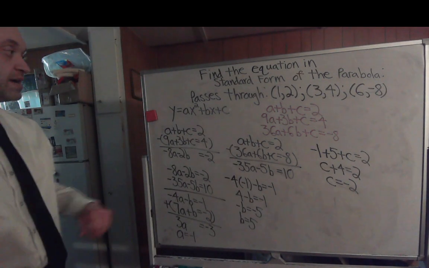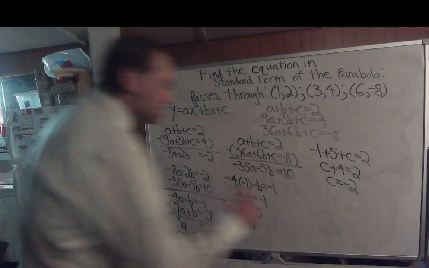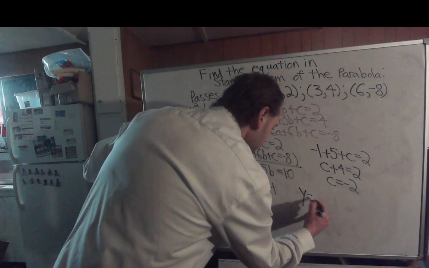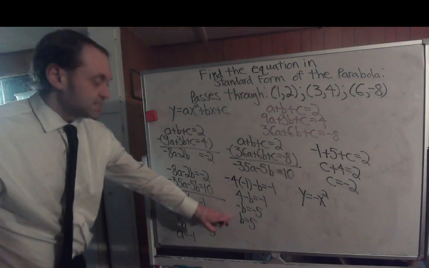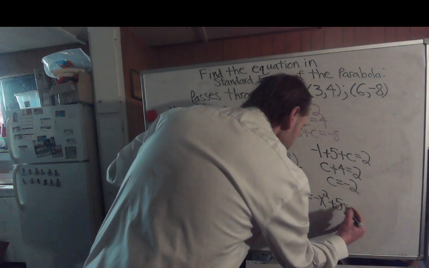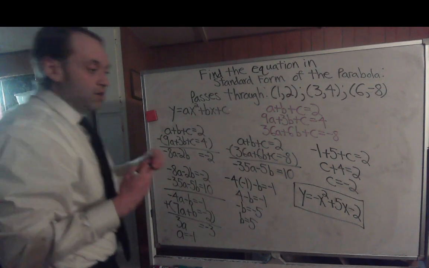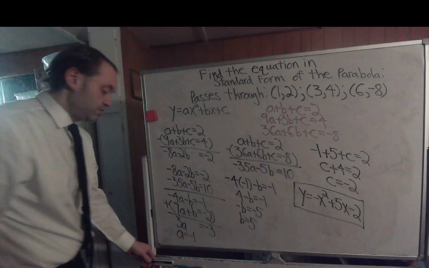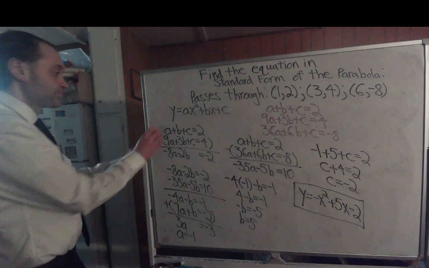All we have to do now is take those, put them into the standard form. So a is negative 1. That means y would just equal so far negative x squared plus that bx. The b is 5, so negative x squared plus 5x plus your c of negative 2. So what you end up with in the end is y equals negative x squared plus 5x minus 2. And I got one more like this, then we are done.